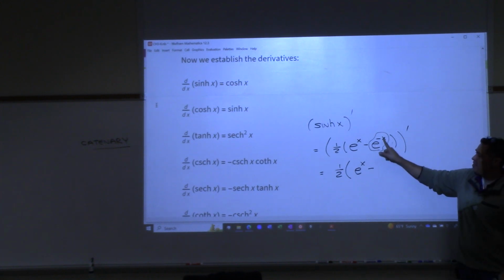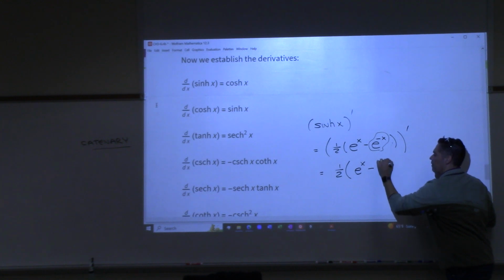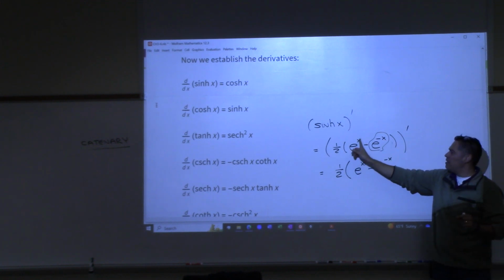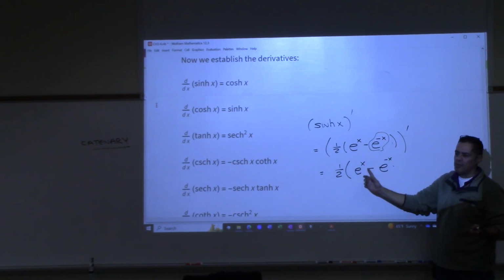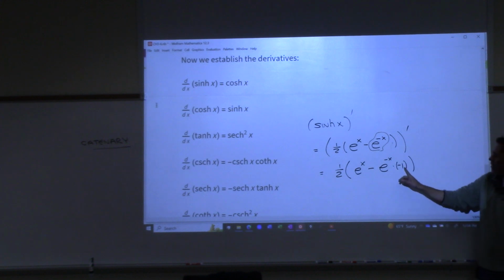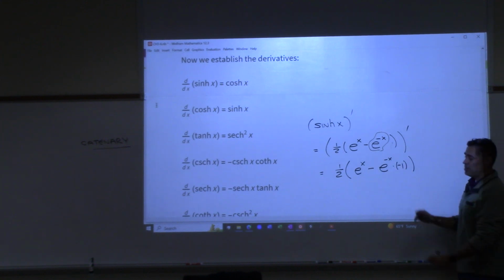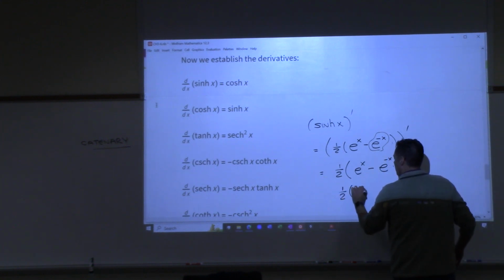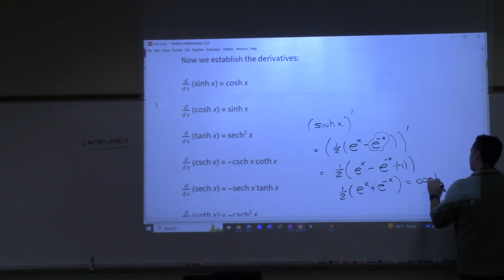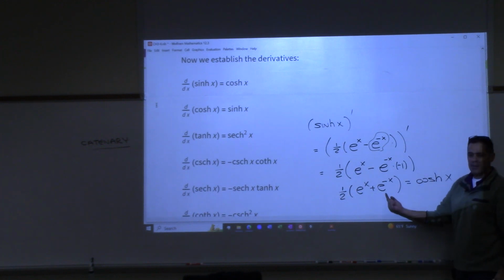The derivative of this is itself times the derivative of what's up here, which this time is -1. Right here, there's chain rule, but the derivative of x is 1, so we don't need anything there. But here we need an additional -1, don't we? So minus becomes plus. And what is that? Cosine hyperbolic x. That's the definition of cosine hyperbolic x.